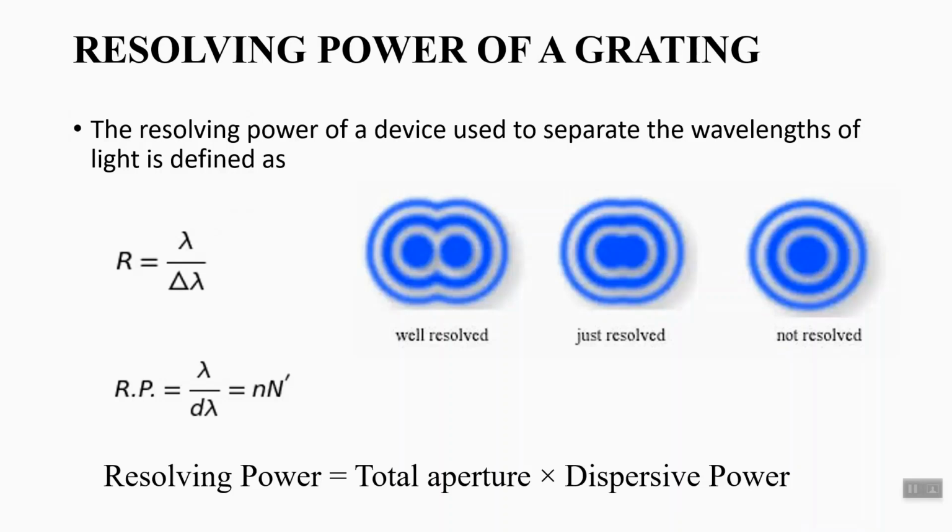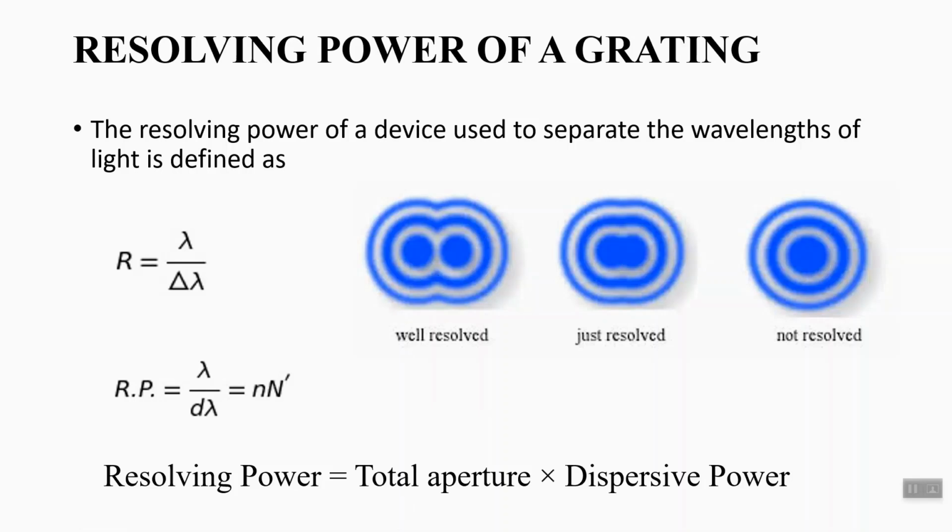The resolving power of a device used to separate wavelengths of light is defined as R equal to lambda by delta lambda, where delta lambda is the smallest resolvable wavelength difference. Resolving power also represents how close two wavelengths may be and still be distinguished as separate ones. Thus, it is defined as the ability of an instrument to discriminate two wavelengths lambda and lambda plus d lambda.